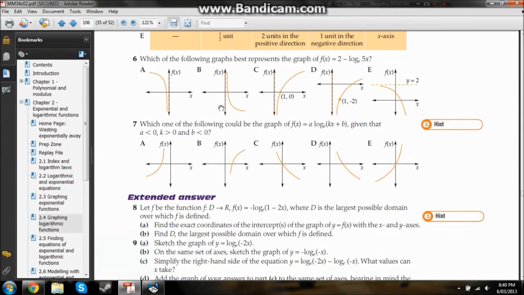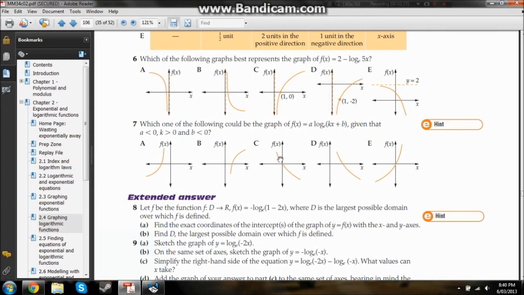7 is a bit harder because it doesn't give you actual numbers. It gives you restrictions sort of on the numbers. So A has to be negative, K has to be positive, and B has to be negative as well. So if A is negative, it's going to be reflected in the x-axis again. So it's going to have this shape.